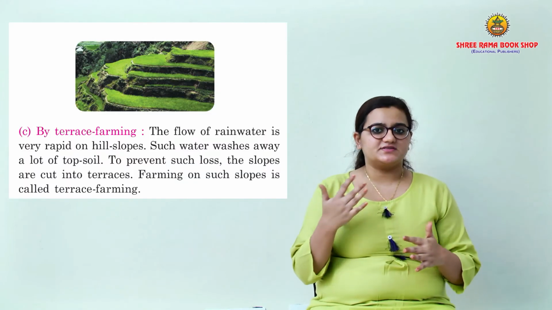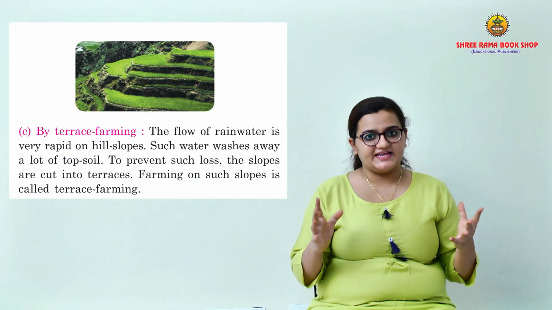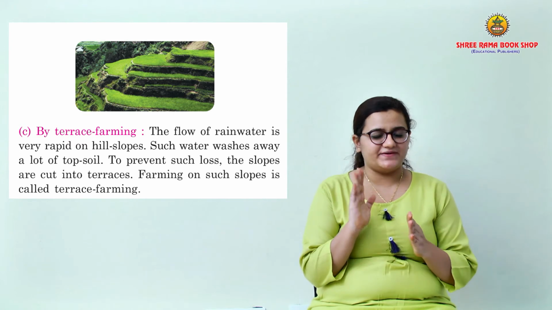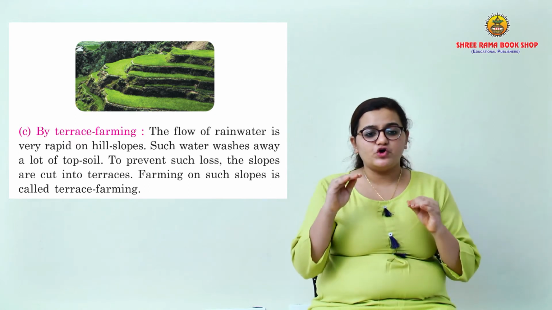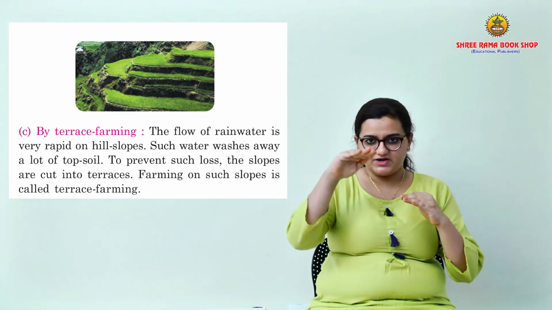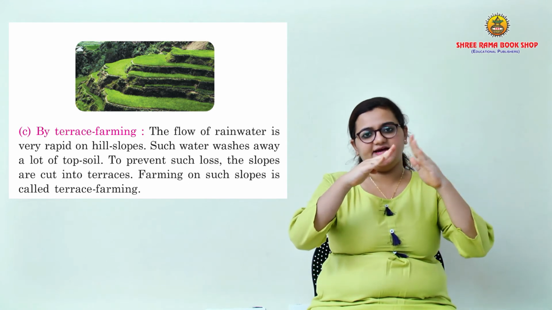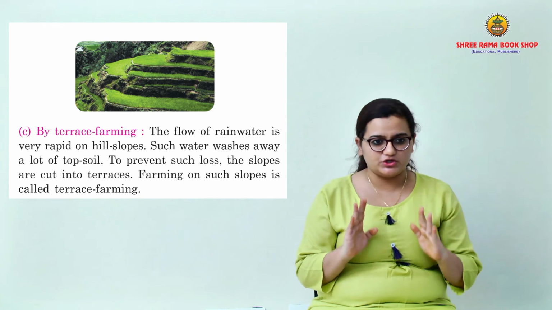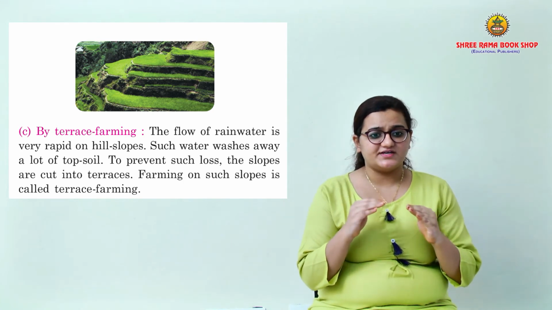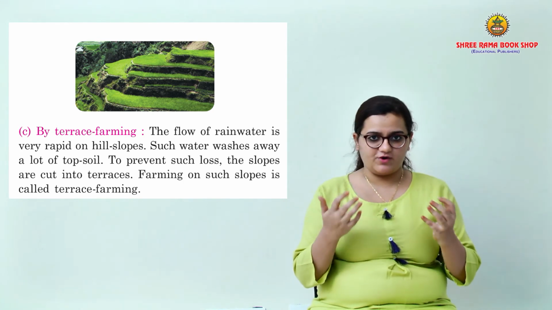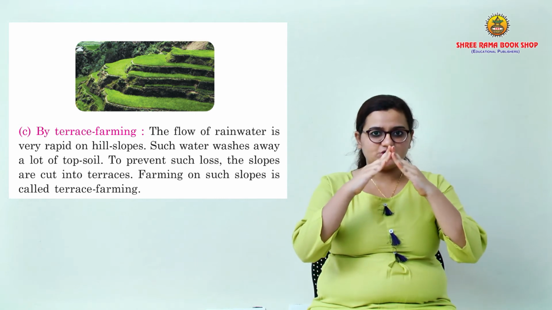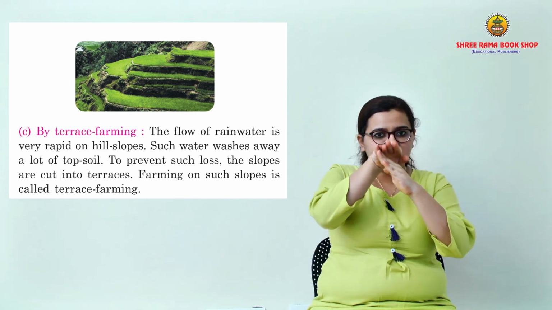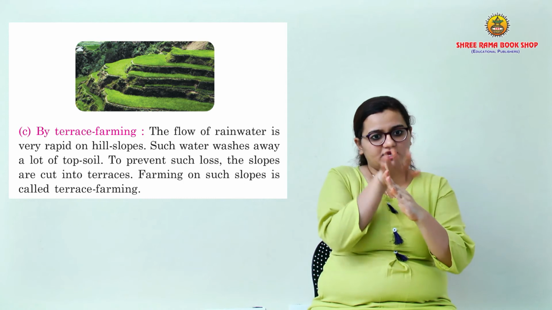Now let us look at the third method, terrace farming. You can see the picture in your reader. The flow of rainwater is very rapid on hill slopes. When you go to hilly areas and the rain comes, the rain just flows away on the slopes. Such water washes away the topsoil, obviously, because when the water is flowing, it takes away the soil along with it.